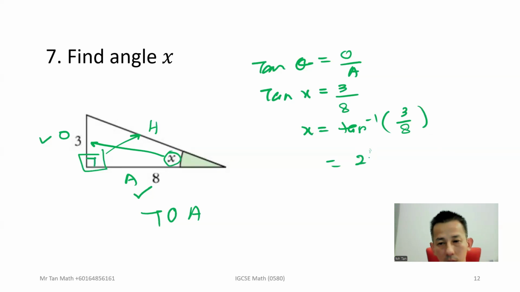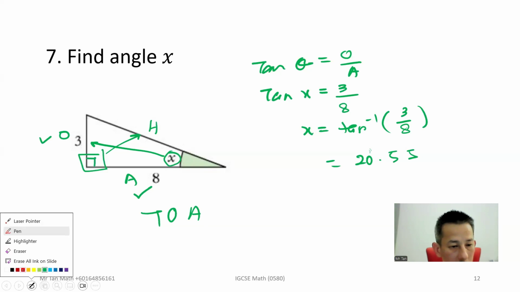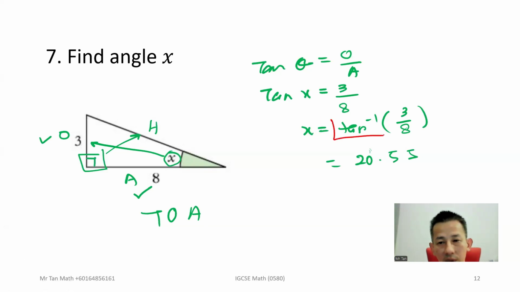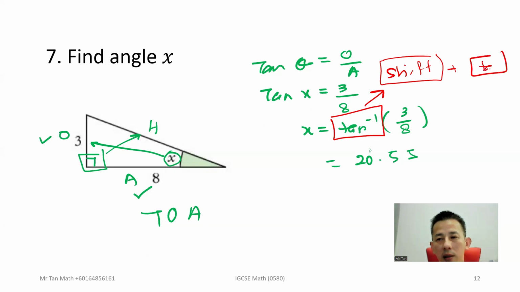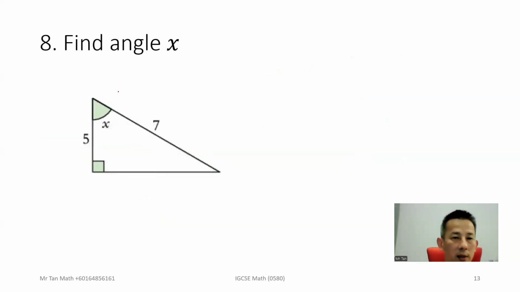So it's 20.55. To get the inverse, let's press the shift button plus the tangent. Get shift, tangent inverse. Okay.